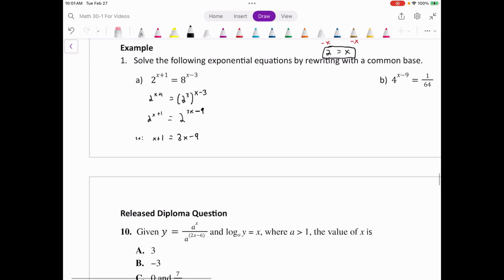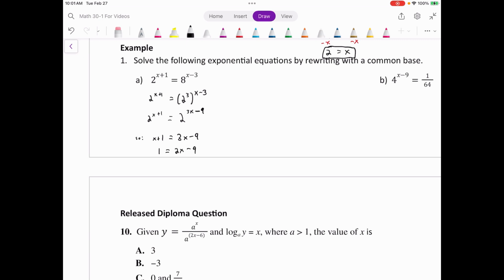So now I just got to get all my x's to one side, right? Isolate x. We're back in very early math years. Well, early high school math years. Okay, so let's subtract x from both sides. That's going to give me, if I subtract x here, 2x minus 9.